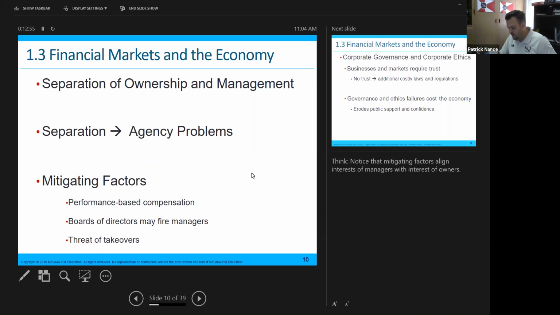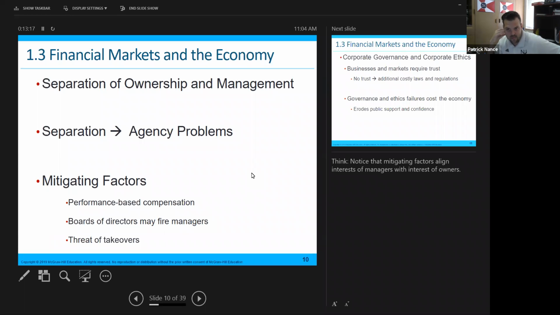Okay. Financial markets and the economy. So something we need to understand about financial markets, and about how organizations are run, is that there needs to be a separation of some type between ownership and management. And the reason is because if there's not enough separation, then we can have agency problems.